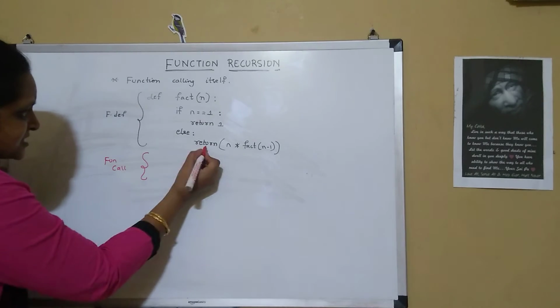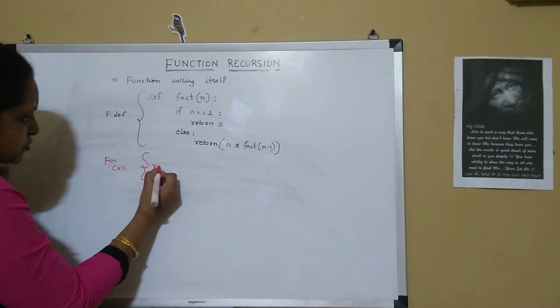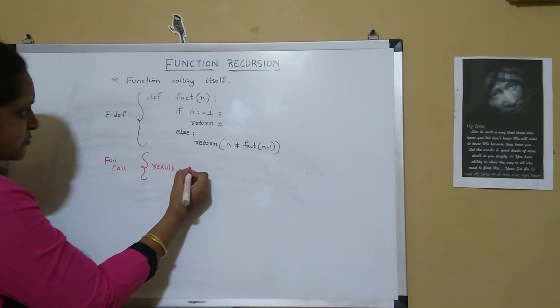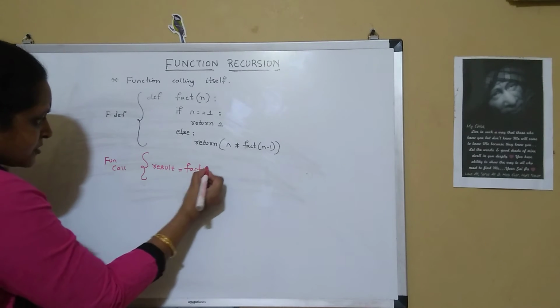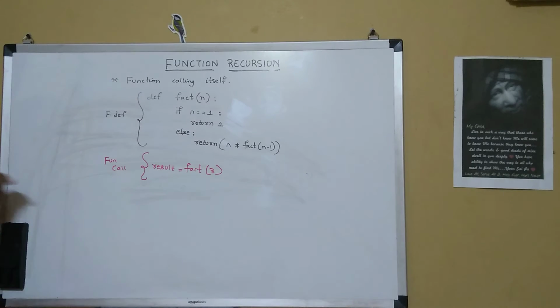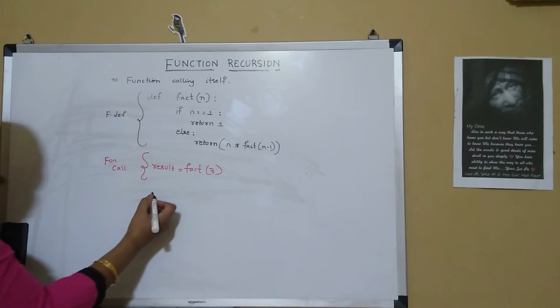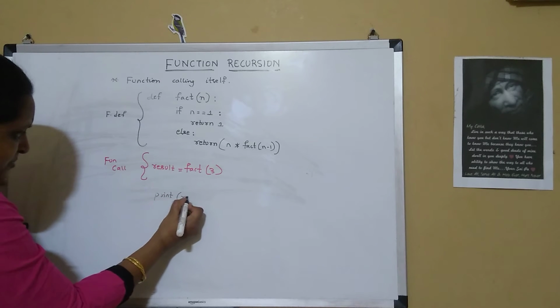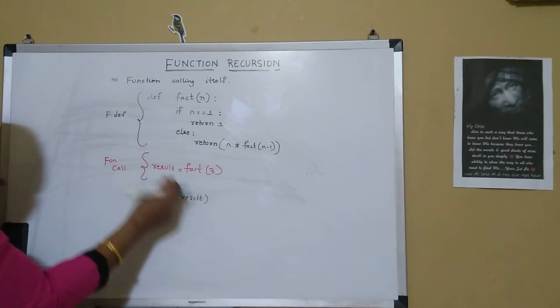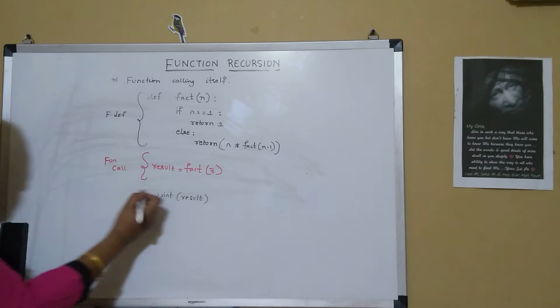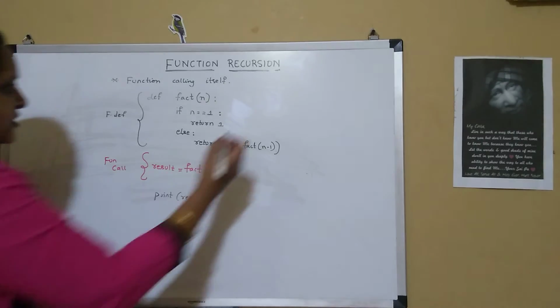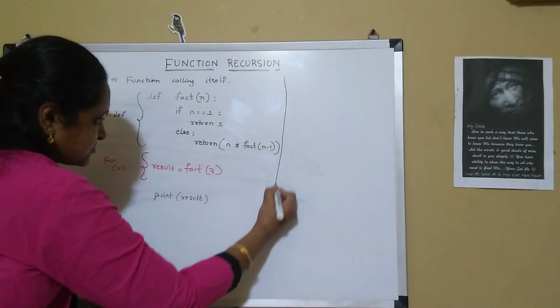Since it is returning a value, let me store it in result. Result equal to fact of 3. So this is my function call, wherein it calls the particular function. And print result is part of the program. It's not part of the function definition, but it's a part of the program. So now let's look into how we can trace out this particular function.